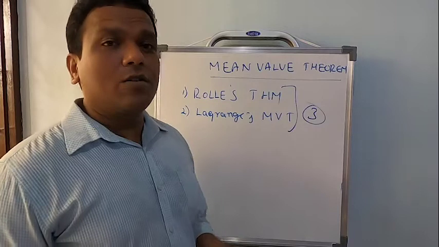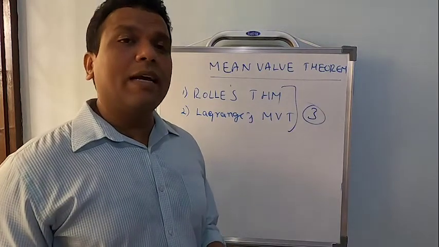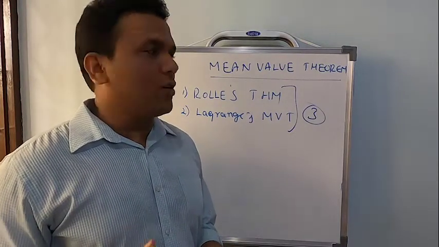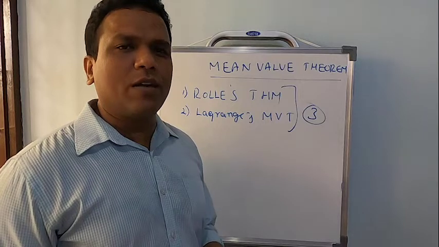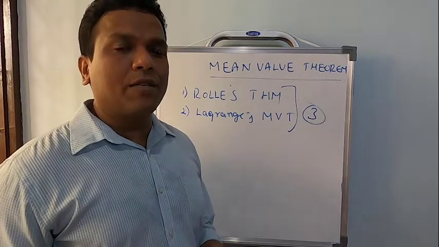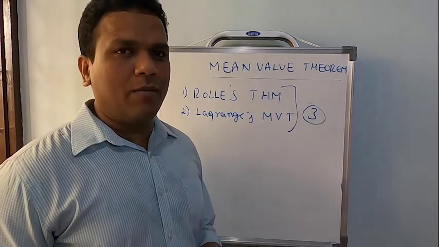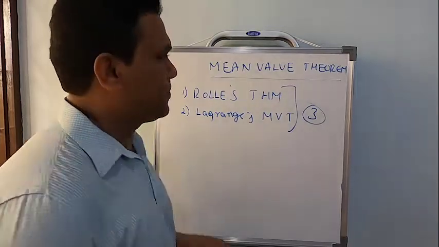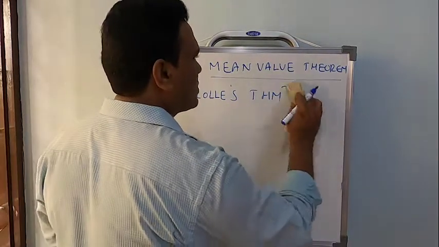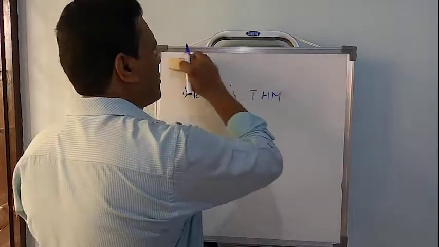Okay, there is a lot of theory involved in this. I cannot draw the graph and show it here right now, but the graphical representation of both the theorems is given in the textbook. So please refer to it. First let me explain what Rolle's theorem is all about.